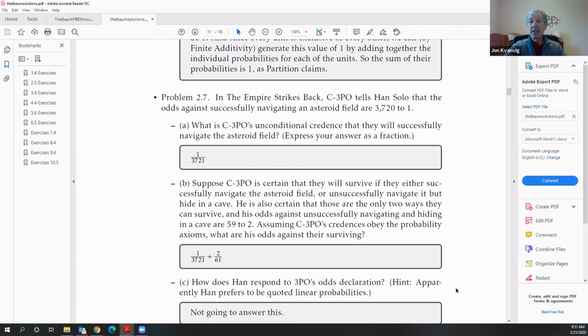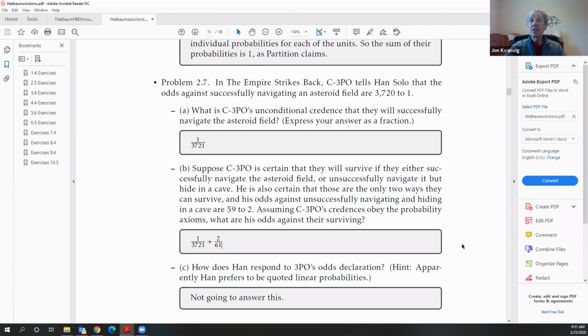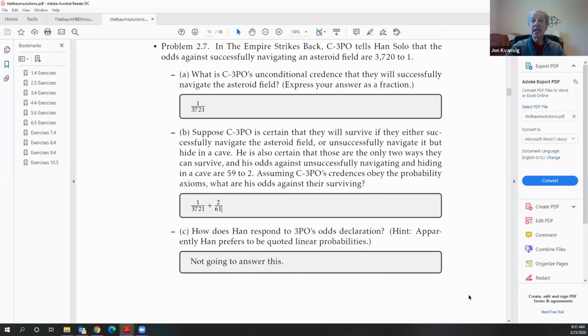And then I got tired of answering stupid questions about The Empire Strikes Back. So apparently Han responds to 3PO's odds declaration in a certain way. And I guess you'd have to go back and watch the movie or watch that part of the movie to find out what he had to say. And I lost patience. So I said, I'm not going to answer that.